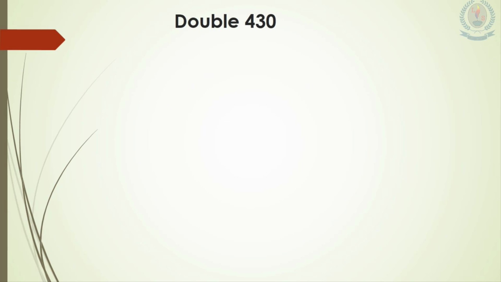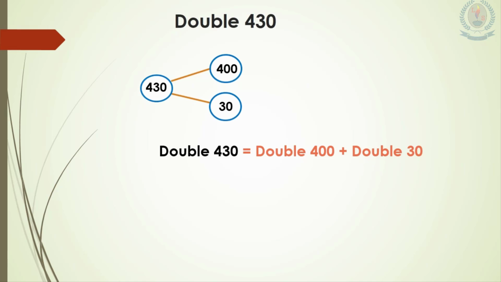Now let's find the double of 430. 430 can be broken up into 400 and 30. So let's find the doubles separately. Double 400 plus double 30. Double 400 is 800. Double 30 is 80. Altogether 860. So double of 430 is 860.